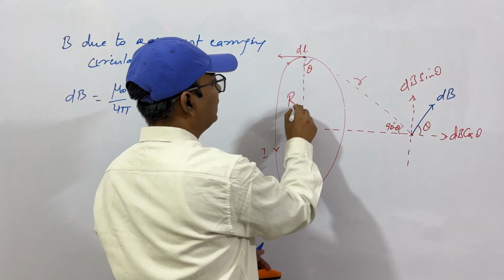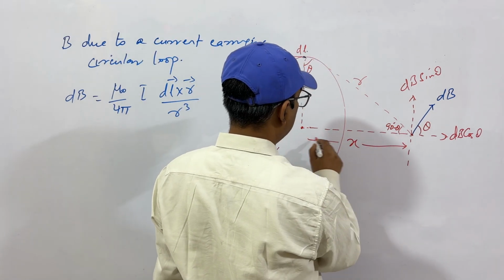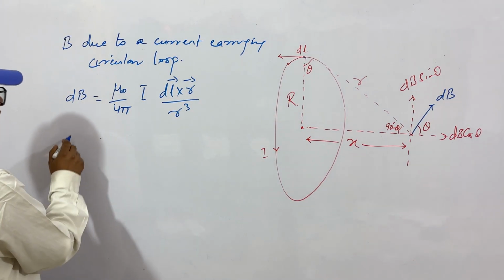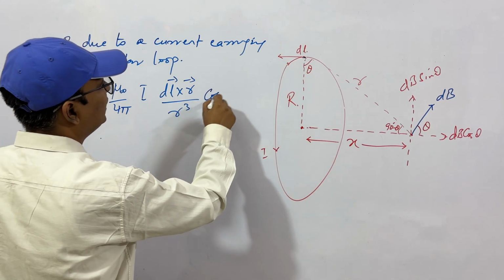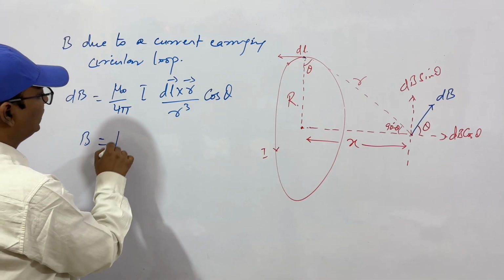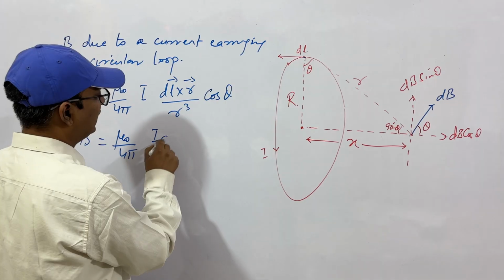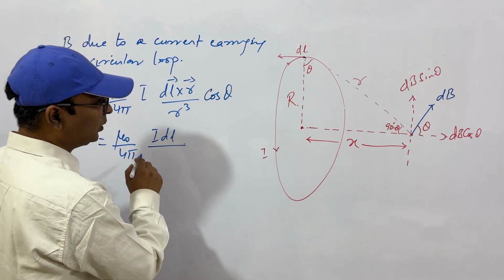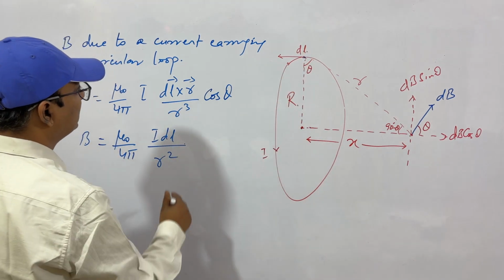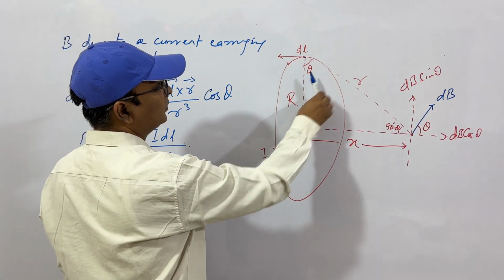Let the radius of this circle be r, and since we have used small r, let this be x distance from here. Now what we know is that we'll have the dB cos theta component only. So the magnetic field will be mu 0 by 4 pi I dl by r square, because we know the direction, into cos theta. What is cos theta? Cos theta is this by this, r by r.